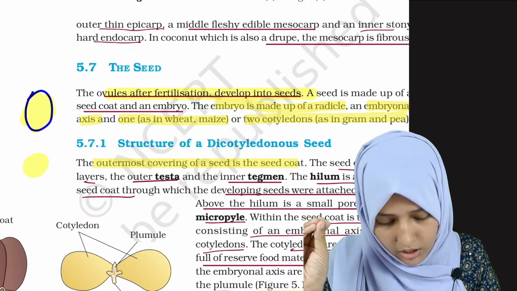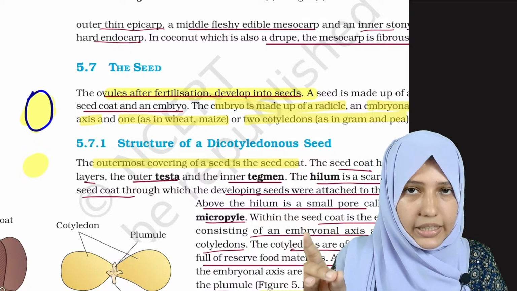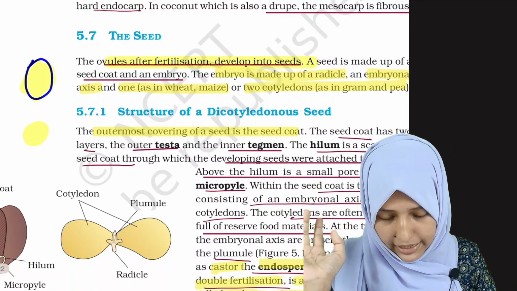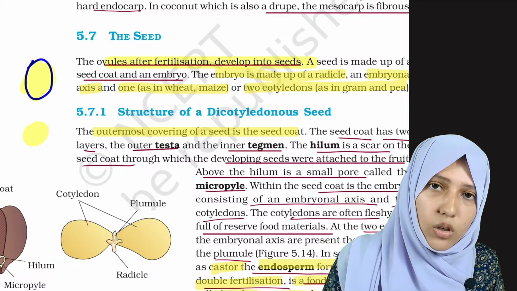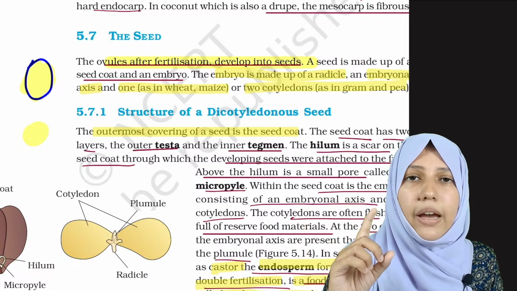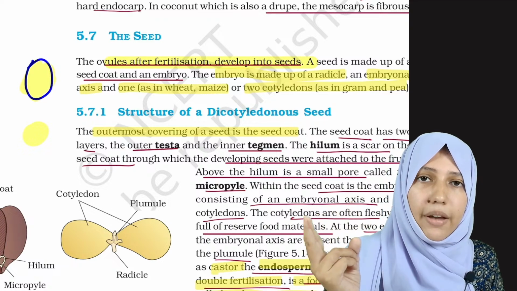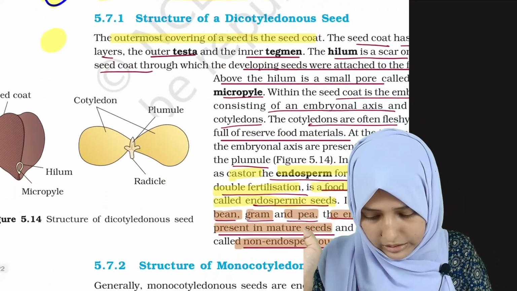This embryo can be made up of a radicle, and it will have an embryonal axis. And it will also have a cotyledon. If it is a monocotyledonous seed, then it will have just one cotyledon. If it is a dicotyledonous seed, then it will have two cotyledons. Clear?